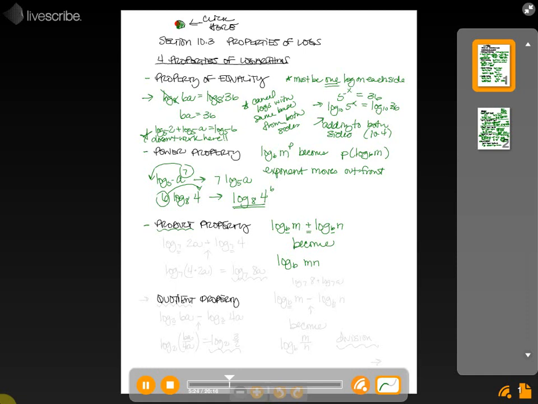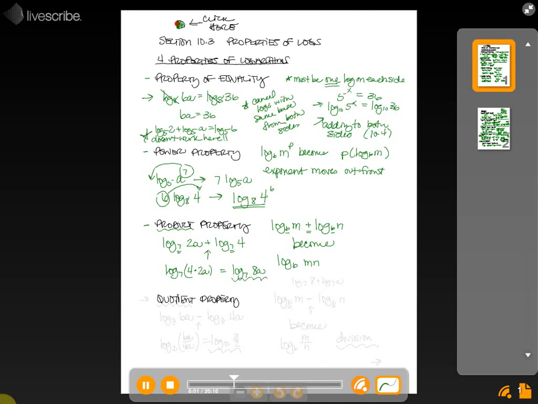So here's an example with numbers. Suppose we have log base 7 of 2a plus log base 7 of 4. Since they both have bases of 7 and they're being added together, it becomes log base 7 of 4 times 2a, or 2a times 4, it's the same thing. And that will equal log base 7 of 8a. And that's the product property.